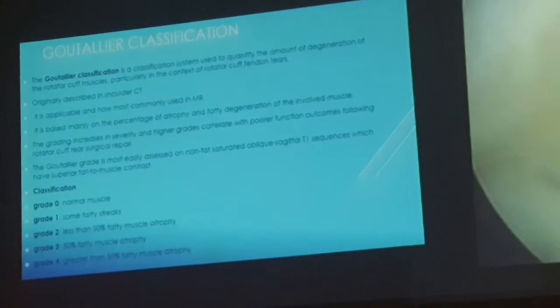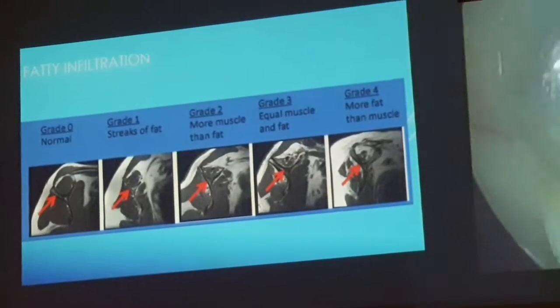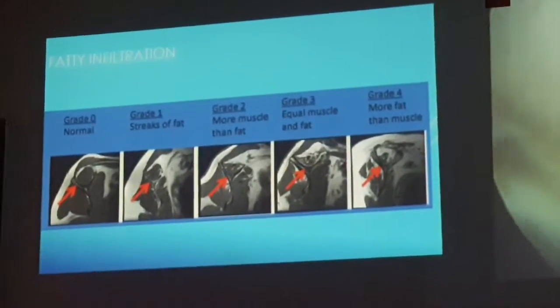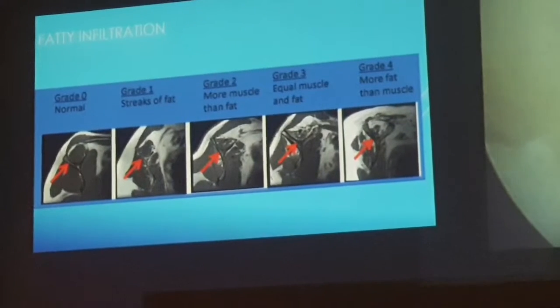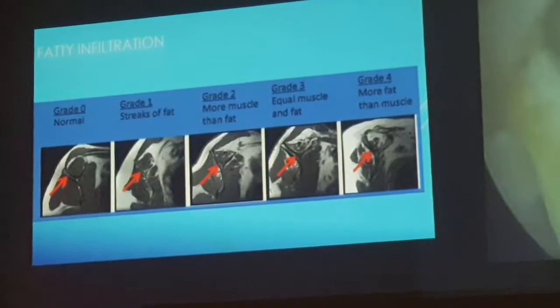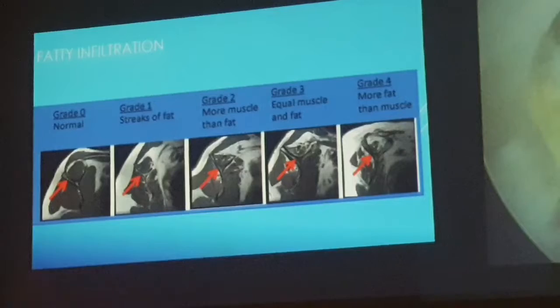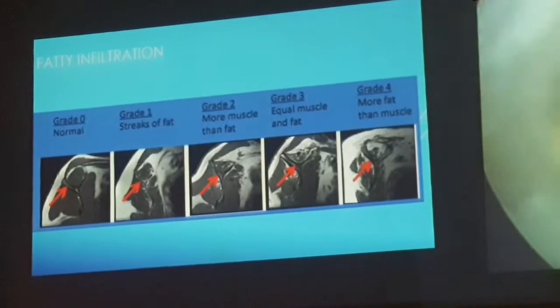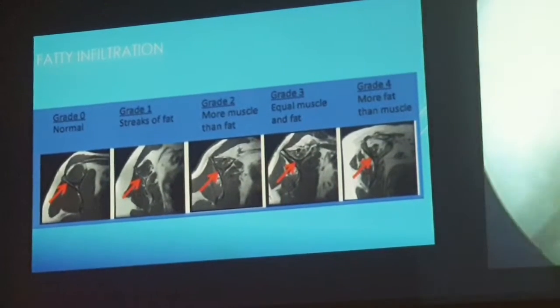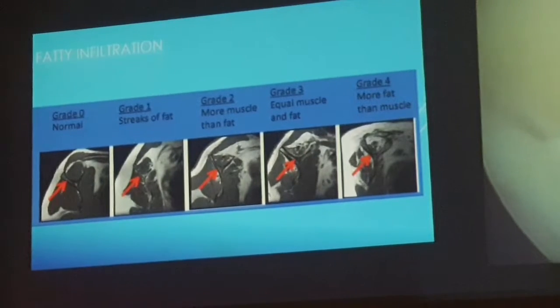So it's the Goutallier classification, where we evaluate the amount of fatty infiltration in the cuff. This is very important to evaluate. Even if you go to do a cuff repair, if you have high grades of fatty infiltration in the rotator cuff, probably your cuff surgery is not going to work. So it's very important to understand what the fatty infiltration is in the cuff muscles.